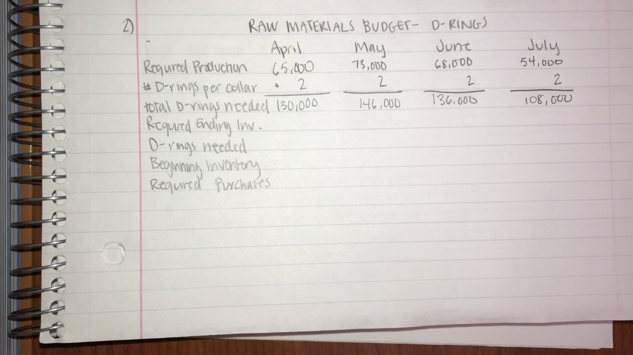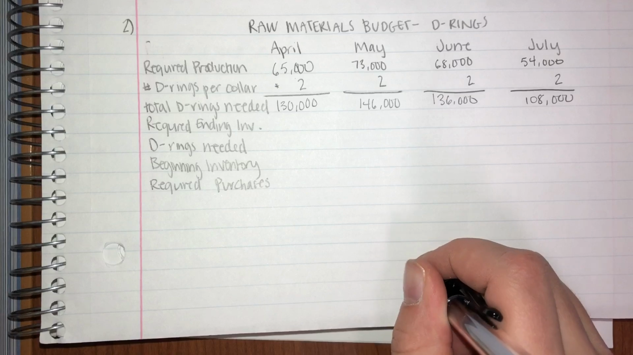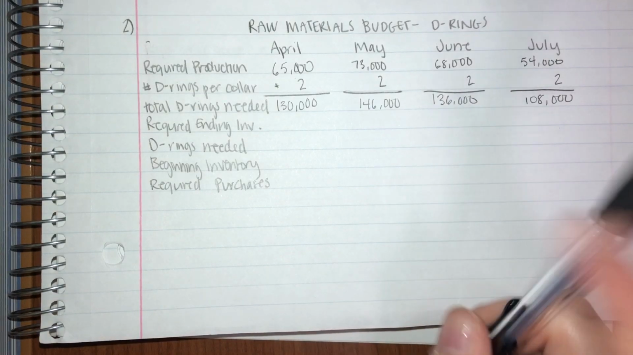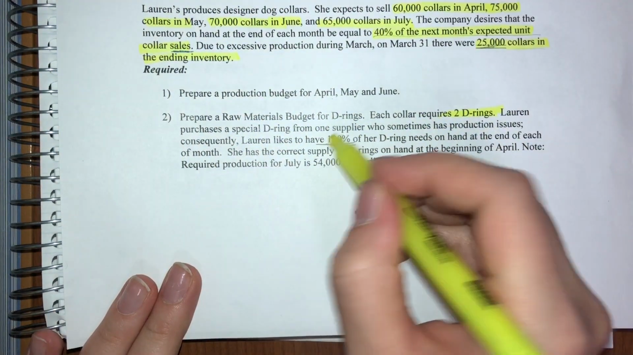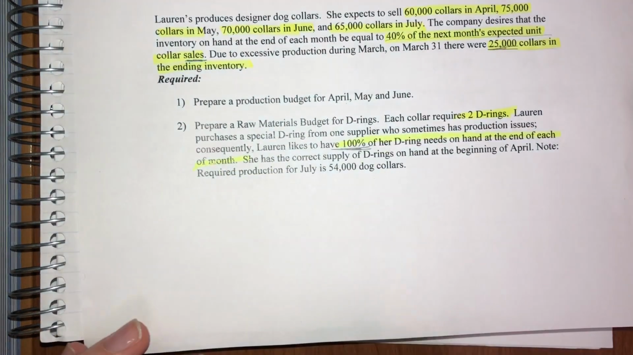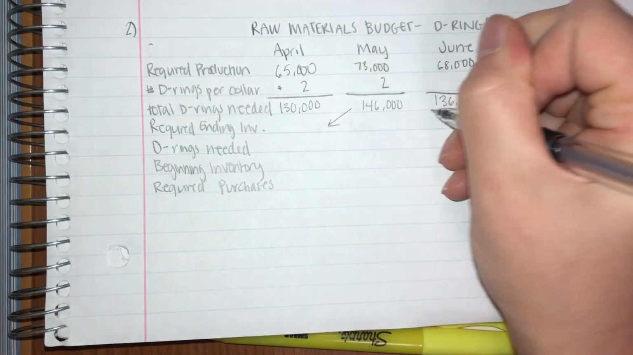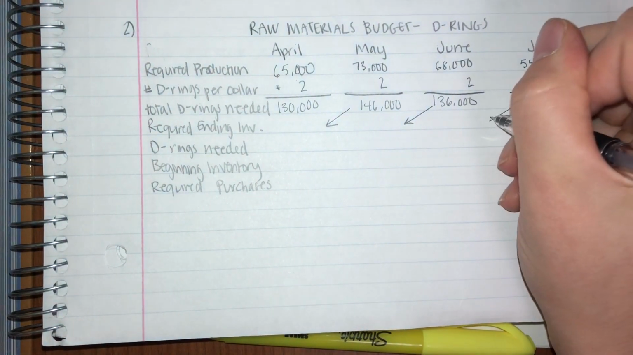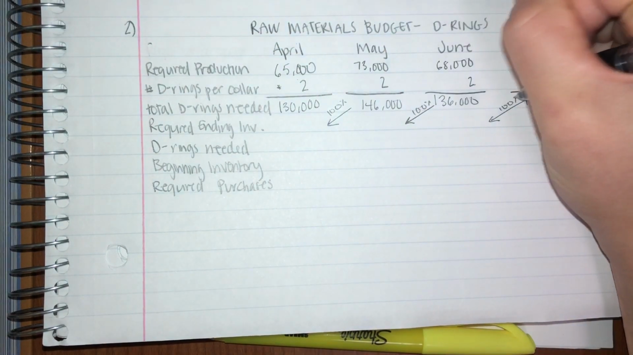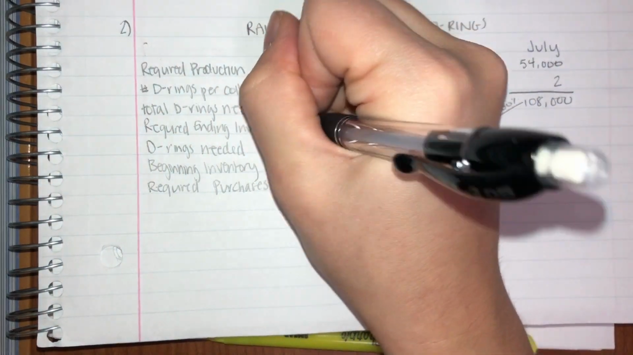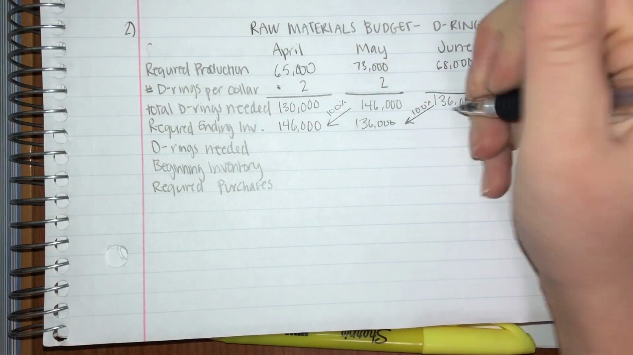Great. So then it says that we want required ending inventory of 100% from the following month. It says that right here. Lauren likes to have 100% of her D-ring needs on hand at the end of each month. So we would take our arrows again, this would help us, and we would just want to multiply those numbers. So I like to put the little 100% here, just so I know. So that's really easy multiplication. So I'm just going to carry those numbers down.